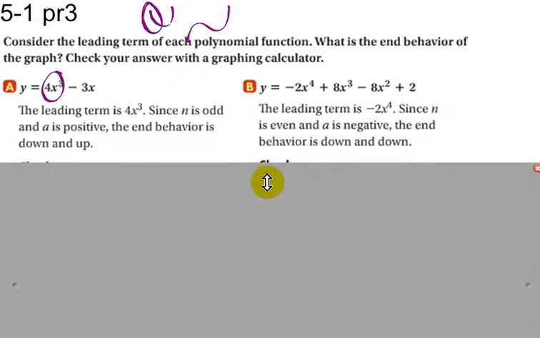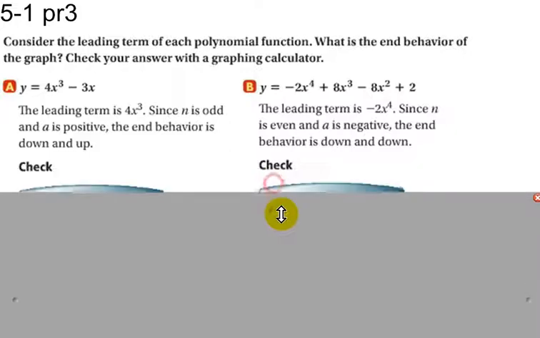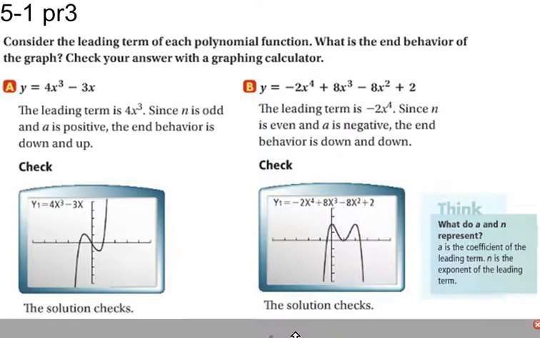Okay. On this one, it's in standard form. My leading term is negative 2x to the 4th power. This is even, and this is a negative, so it's going to be down and down. If you were to plug these into a graphing calculator, these are what they look like. The down and up, and the down and down.